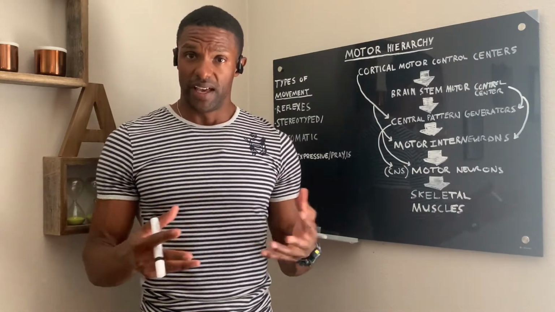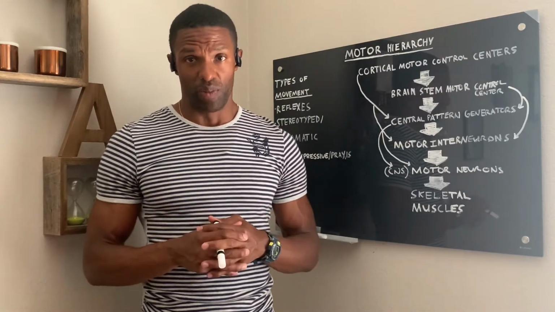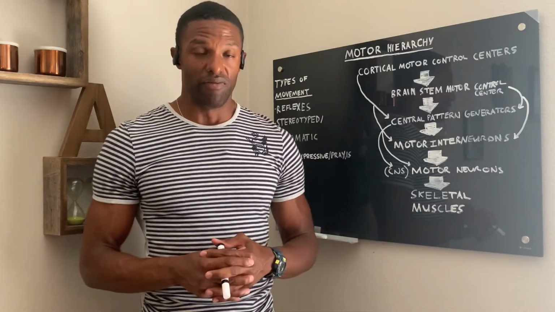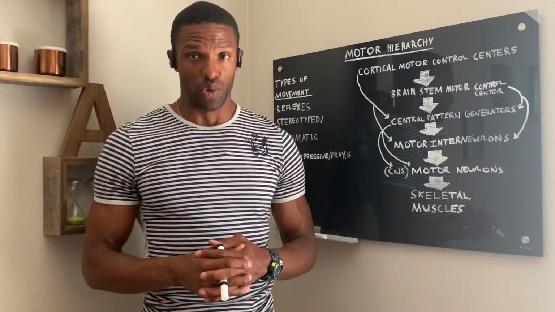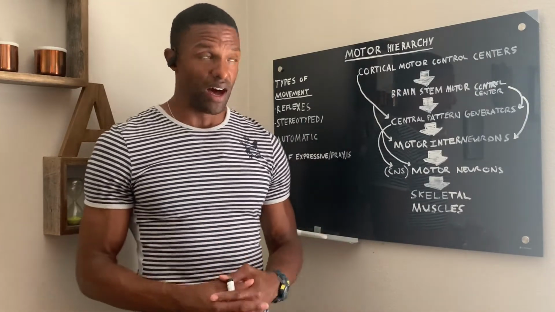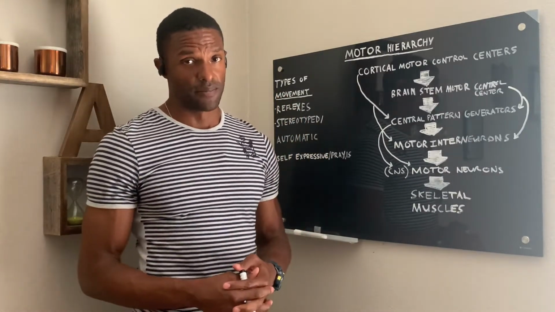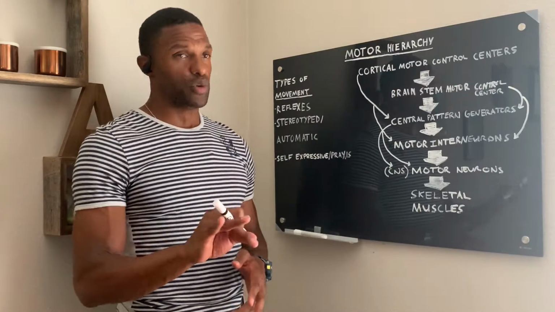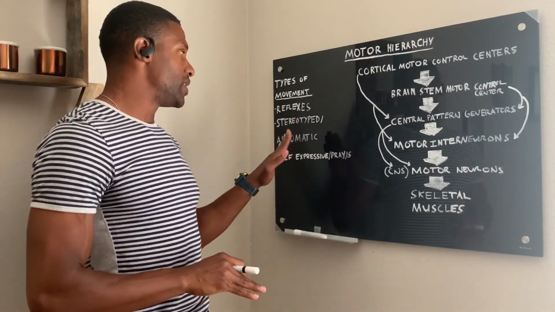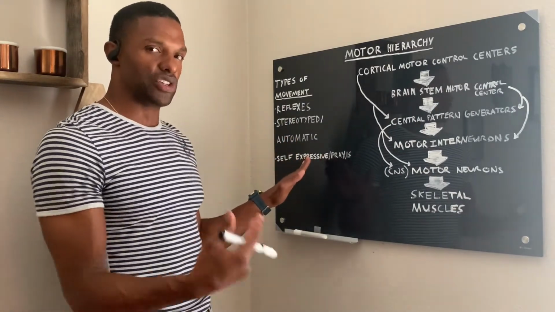And throughout this 10 weeks with Professor Peggy Mason, she has greatly helped me to comprehend these deeper processes that are involved with voluntary movement. And as a result, I decided to choose my final project on the motor hierarchy and the types of movement we have available to us. We have three types of movement available to us. We have reflexes, we have stereotyped movements, automatic type movements, and we have self-expressive volitional type movements.